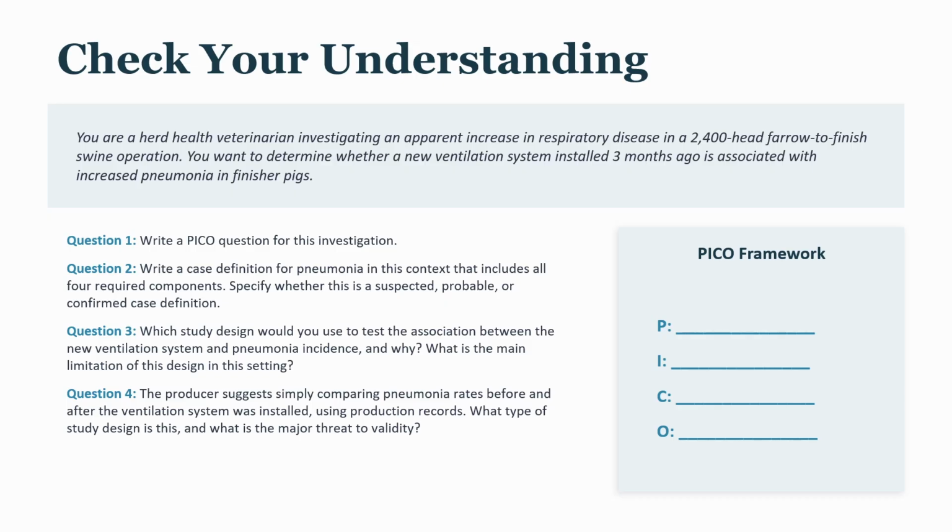Question 4, before and after comparison. This is a before-after study, technically a type of pre-post observational cohort. The major threat to validity is confounding by time, also called history bias. Without a concurrent control group, you cannot distinguish the effect of the ventilation system from the effect of everything else that changed at the same time.